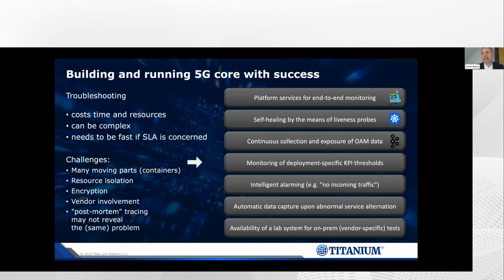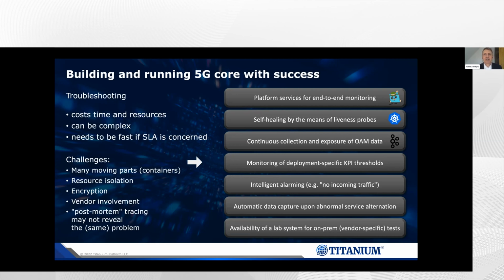An area that is sometimes left untouched is troubleshooting. Usually collecting traces, collecting logs, and discussing back and forth to resolve an incident is the way most of the parties proceed in this exercise. But in the cloud-native environment, troubleshooting is a little bit more complicated. Of course, it costs time and resources as always, and can be complex and needs to be fast, especially if SLA is concerned due to a service degradation or service outage.